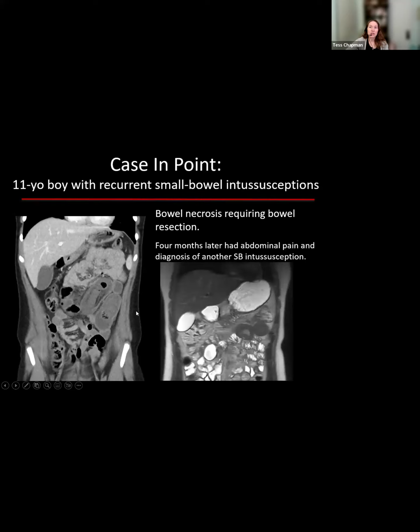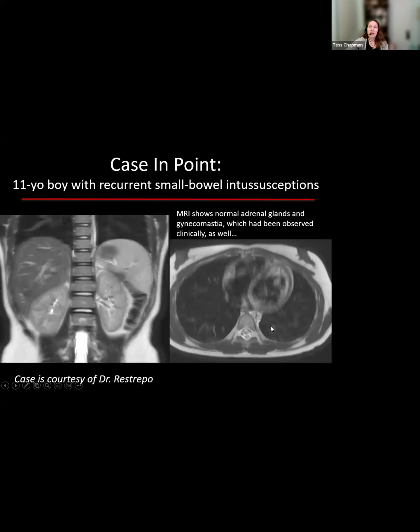So after the surgery for his first bowel resection, 4 months later, he had abdominal pain and another small bowel intussusception, which is very strange. Now, at this time, it was noted that he had some breast tissue developing. And in retrospect, this was also evident on clinical exam. His adrenal glands were normal.